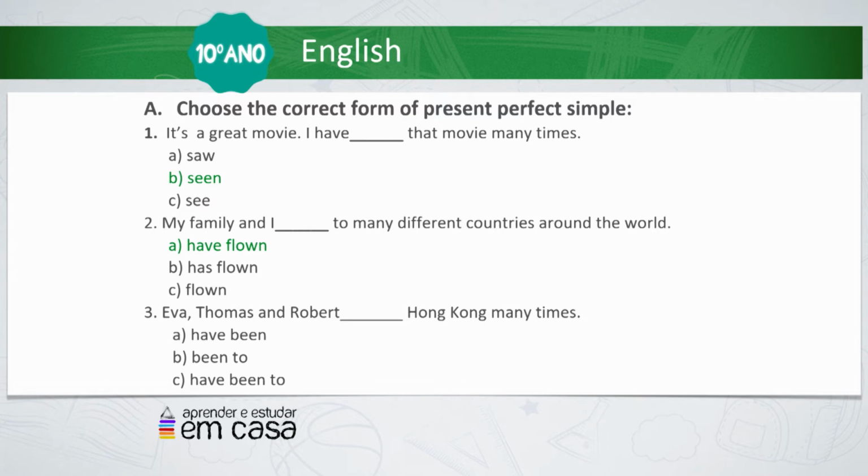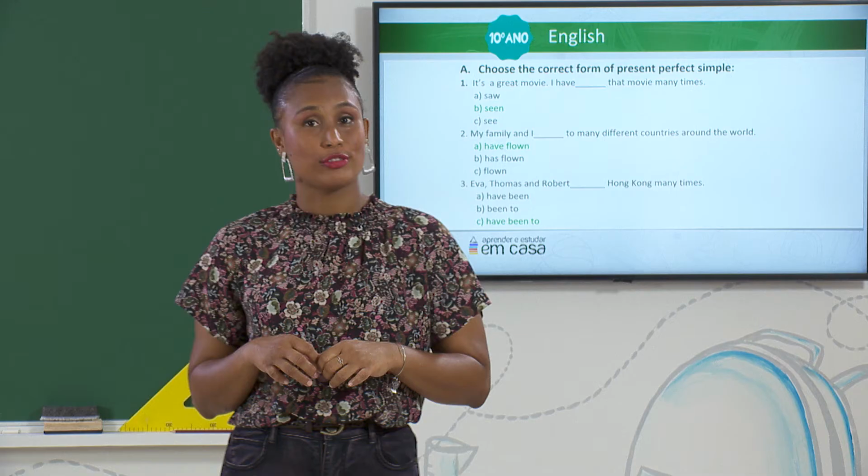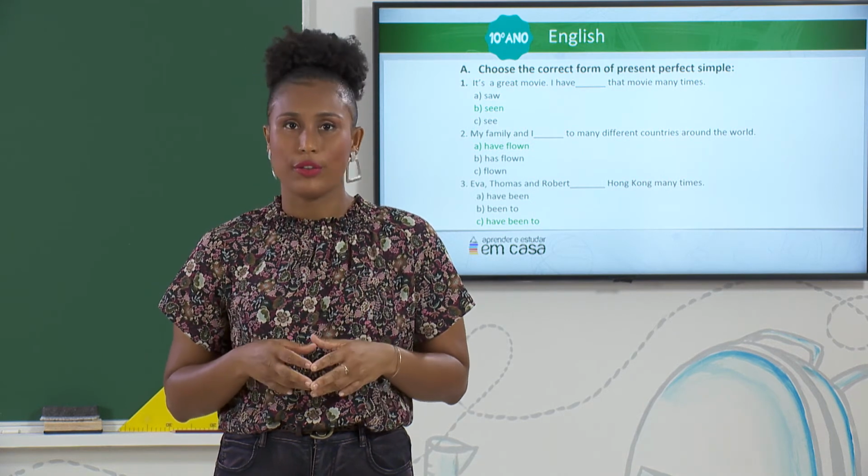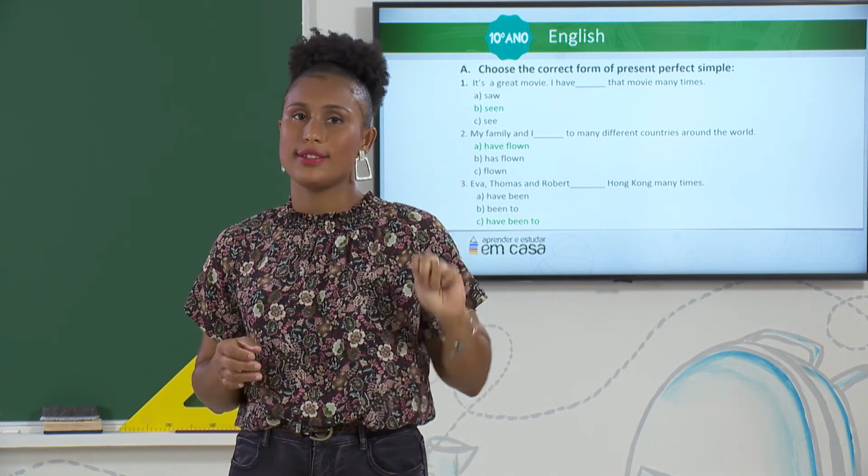Students, my family and I. Two subjects, plural. Obviously, we will put there have flown. 3. Eva, Thomas, and Robert have been to Hong Kong many times. Great! You are so smart. I'm very happy with you. So, second exercise.